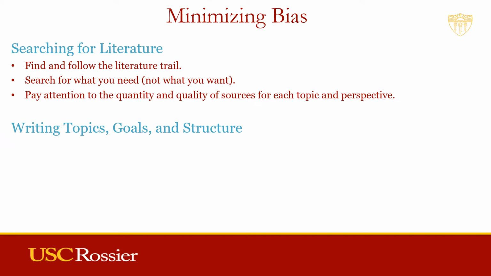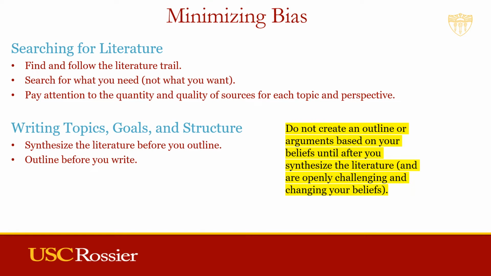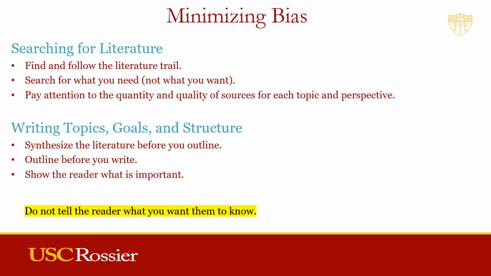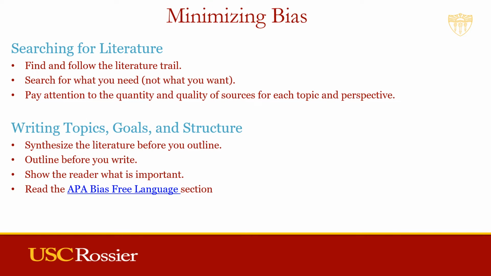When it comes to minimizing bias in your writing, think about your topics, goals, and structure. Synthesize the literature before you outline. Become a saturated sponge. Create an outline before you write. Think about the content, structure, and purpose for your writing as you outline, and keep things minimally biased. As you write, show the reader what is important. Instead of telling them, let the reader form their own opinion. Lastly, make sure to read the APA bias-free language section to both improve your awareness and to further minimize bias in your writing.